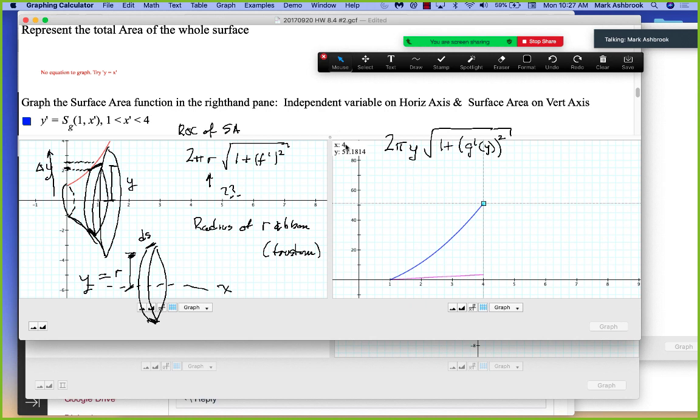What does this x equals 4 mean? It means that I've gone 4 in the y direction, 4 up to the y value of 4 in this graph. And when I reach y equals 4, the amount of surface area that I've created is 51.1814.